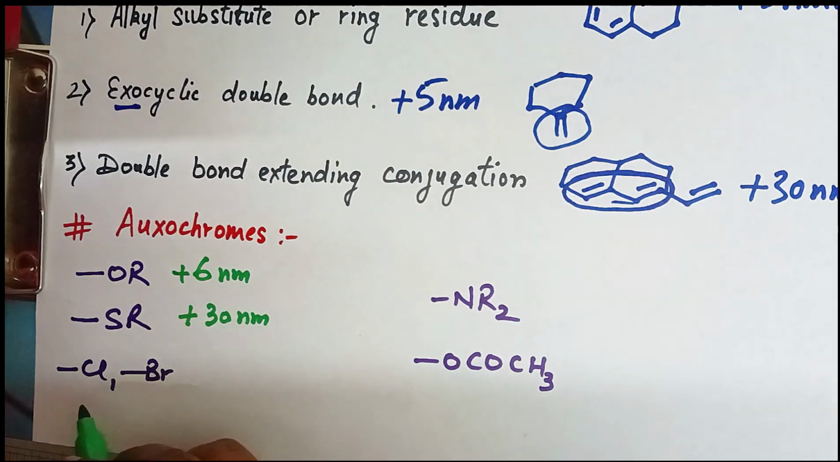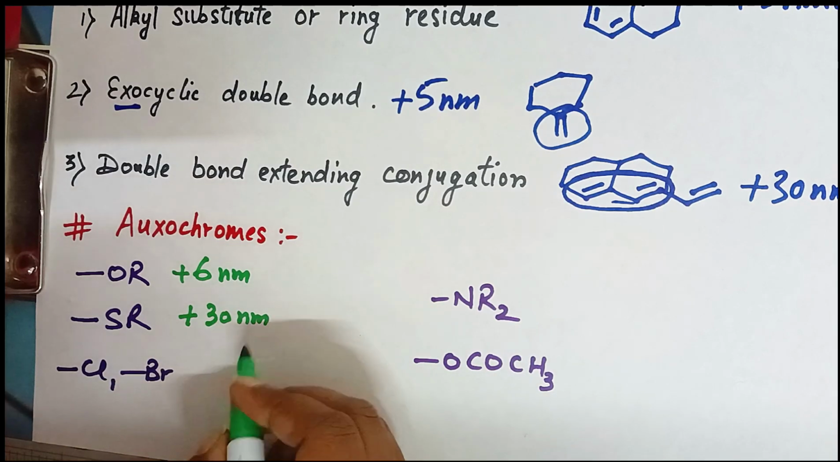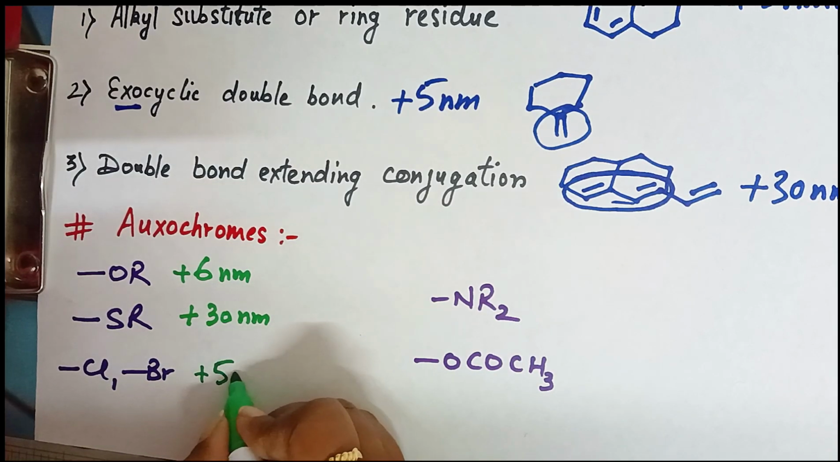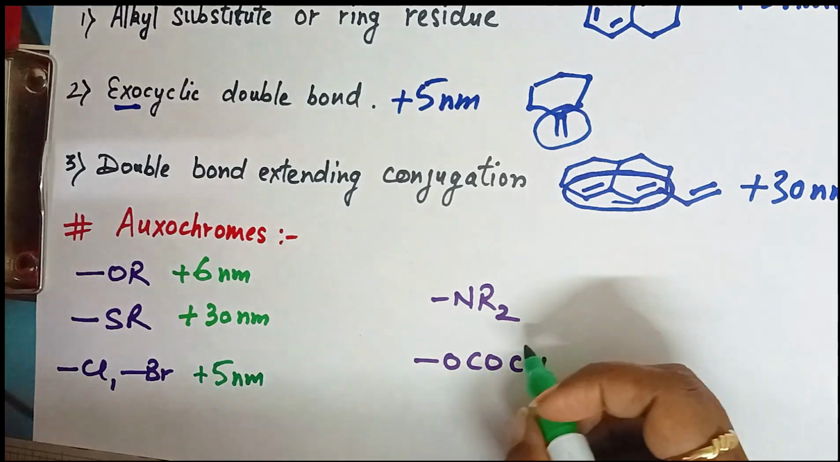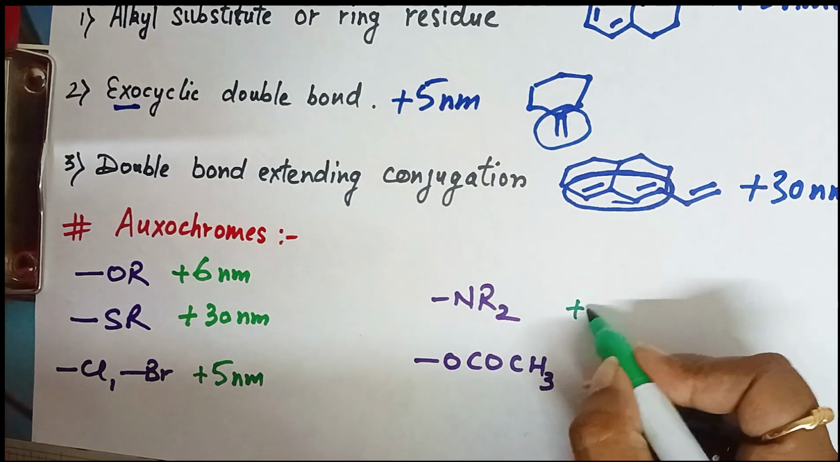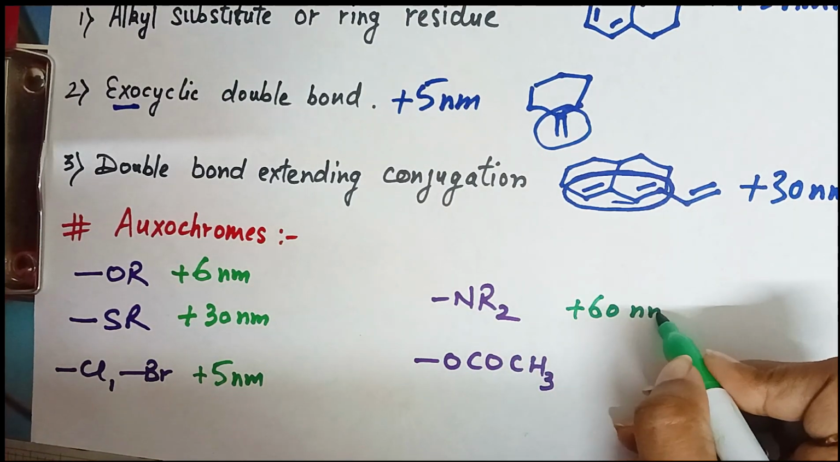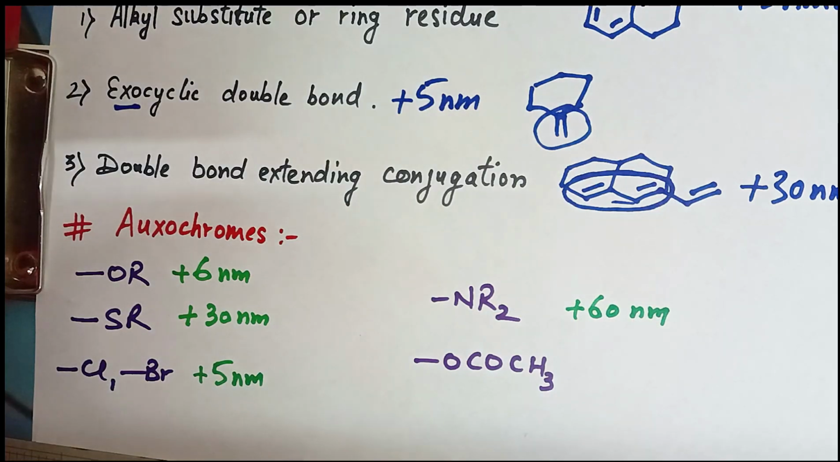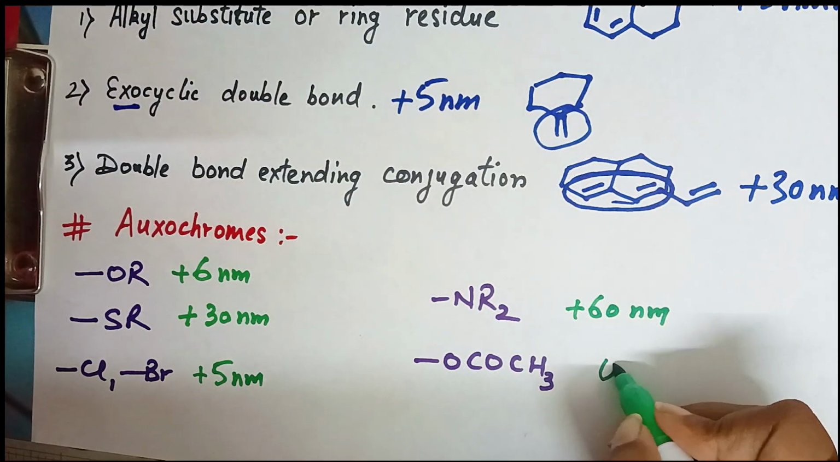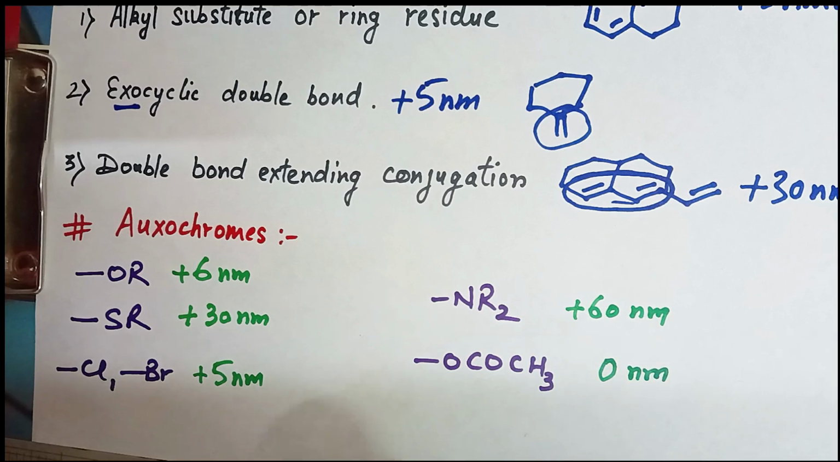So next is the Cl group or Br group. For these types of groups we will add 5 nanometers. For the NR2 group we will add 60 nanometers, right? For the OCOCH3 group we need not add anything, right? These are the rules which are applicable for the auxochromes. Now these are some of the rules which we have to keep in mind while solving the questions.